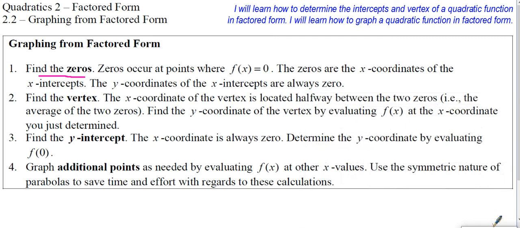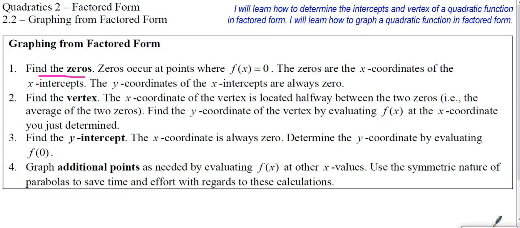This lesson is titled Graphing from Factored Form Quadratics 2.2. Today we will be learning how to determine the intercepts and vertex of a quadratic function in factored form, and then also learn how to graph the quadratic function after.